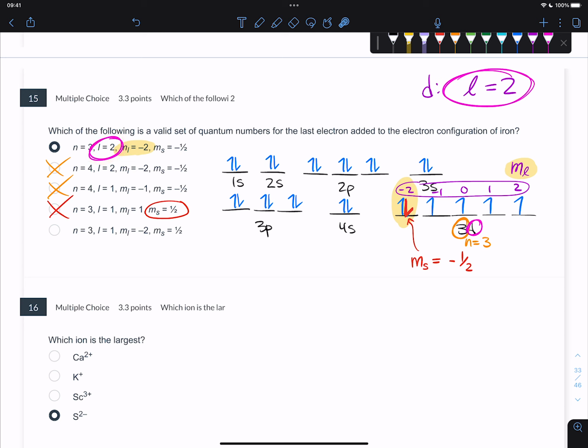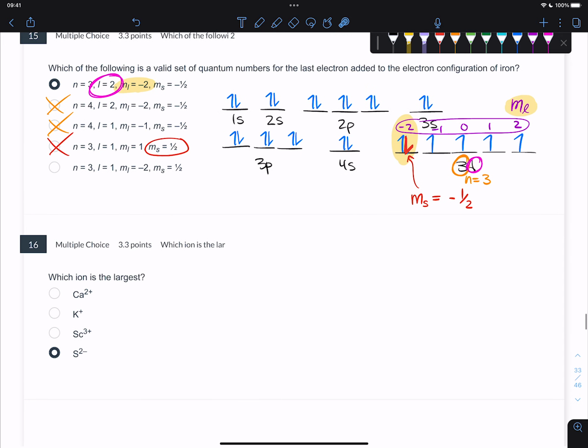Perfect. Then you got to ask yourself, well, what is ML? ML runs the gamut of -L to L. So if you realize that it's in the D orbital and L equals 2, then ML is going to be -2 to +2. So that's -2, -1, 0, 1, and 2. And because we drew in this electron according to Hund's rule, it was downward spinning, and it belonged to the -2 just based on how we did it correctly. That's why the ms is -1/2.